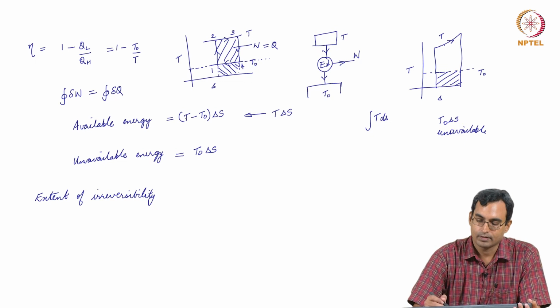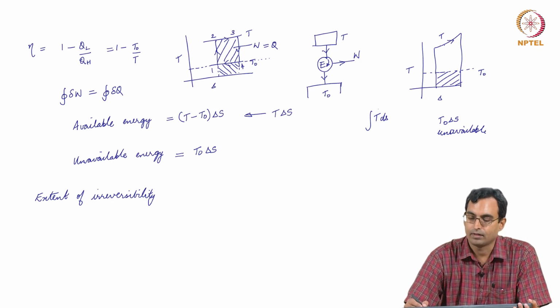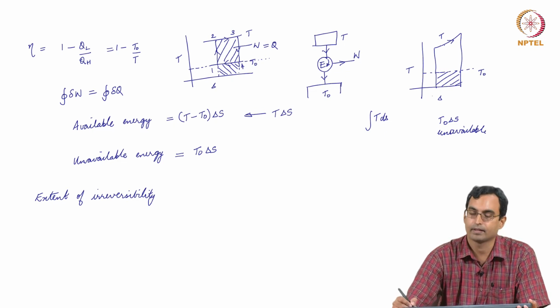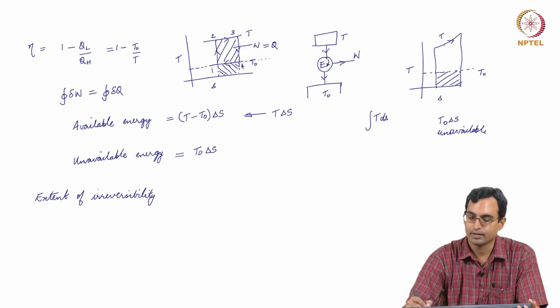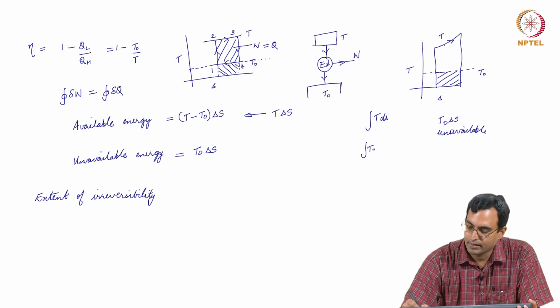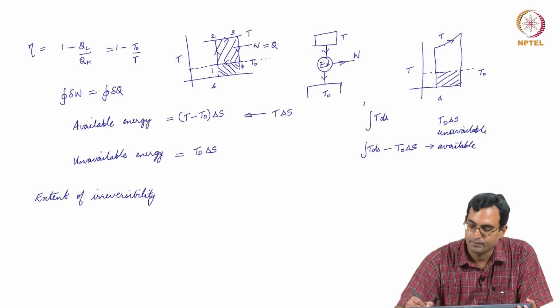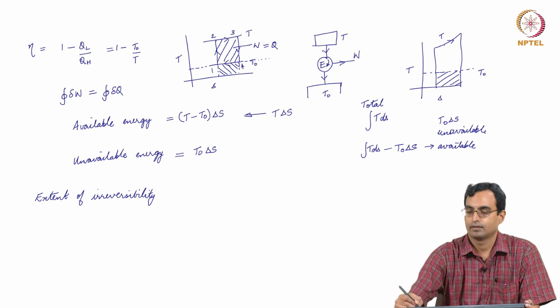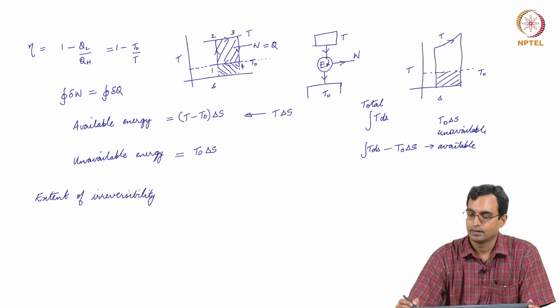So, I cannot just write T into delta S, I need to take the integral of T ds in order to find this out. If I know how this T is varying as a function of S, I can integrate this. So, this is the total, and the integral of T ds minus T naught into delta S is what is available. This is what was the total in the heat source. This is what is available, and this remains unavailable to me.